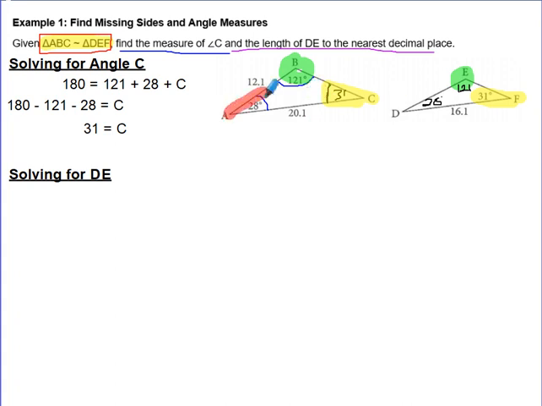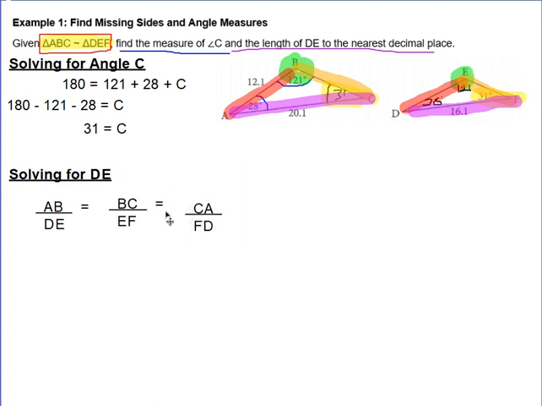So AB corresponds with DE, right? So maybe we can even write that down. AB corresponds with DE. Next, we could say BC corresponds with EF, right? And all these ratios will be equal to one another. And lastly, the bottom here, CA corresponds with FD, just like that. So now that we've set up our corresponding side length ratios, I got a little colorful over here.